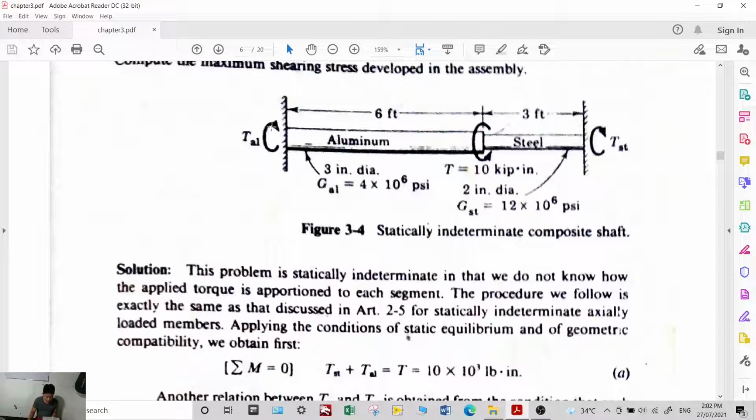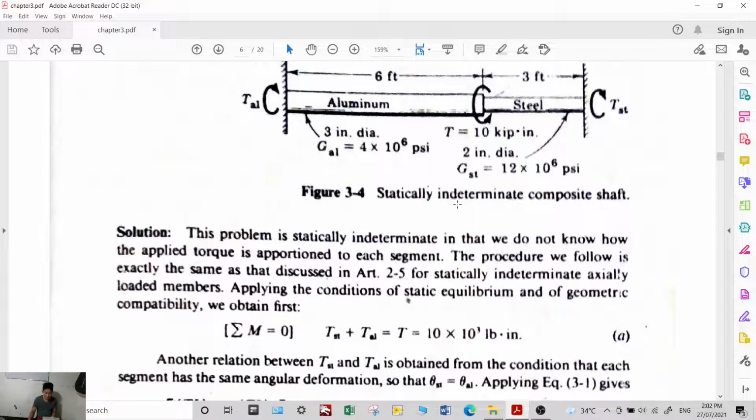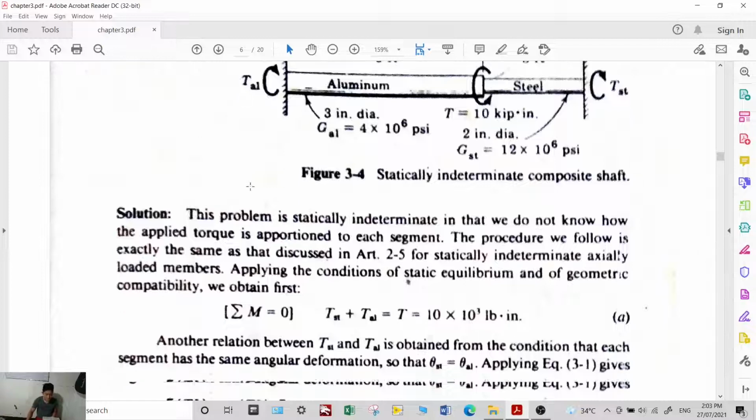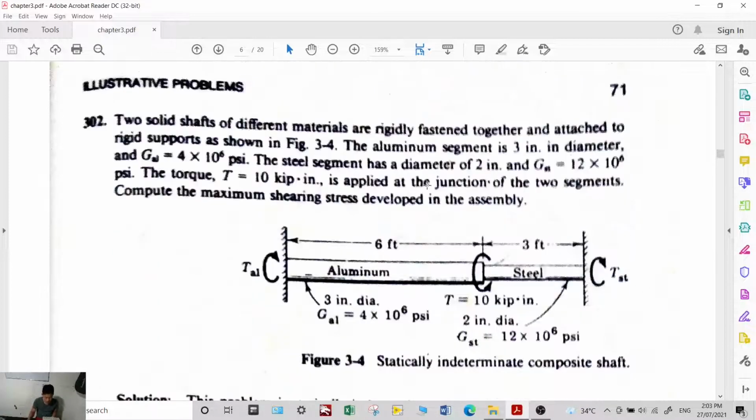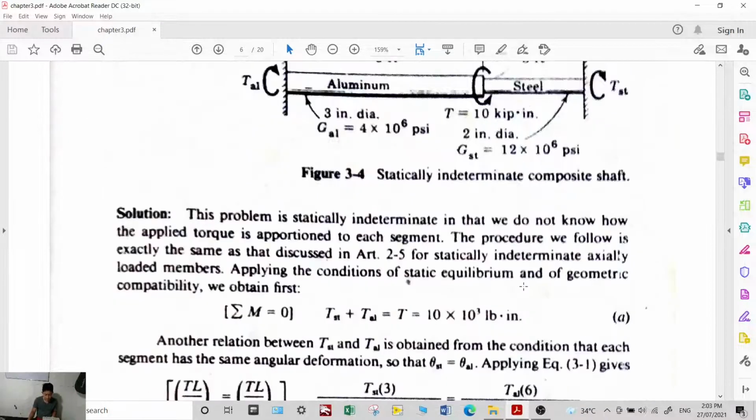So you have this one, TAL plus TST, same sila og direction, minus this one. So that's the only equation we get from statics. So that makes it a statically indeterminate scenario. Okay? So since this is a rigid shaft, rigid ang pag-connect nila, so kung tuyokon nimo ni whatever the angular deformation sa aluminum, that would be also for the steel.